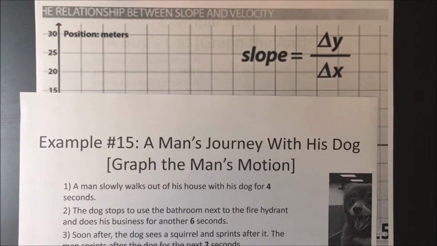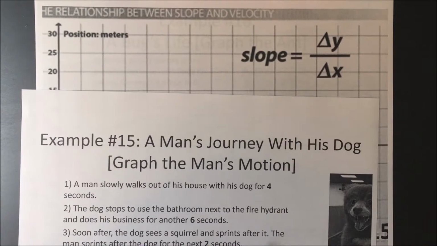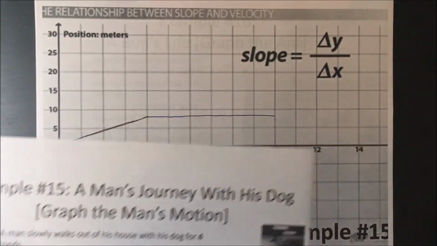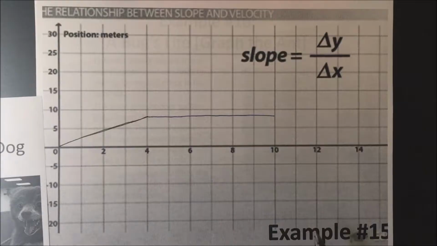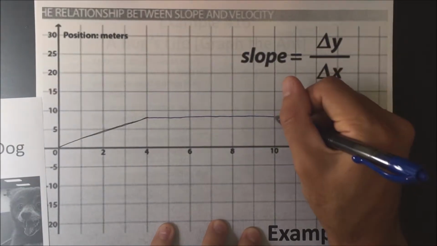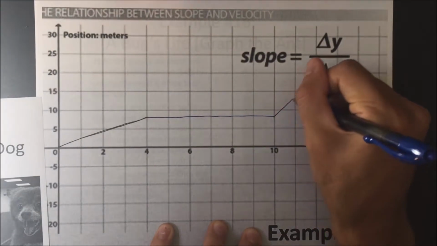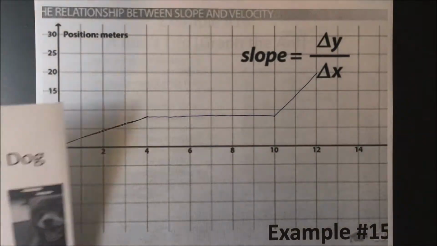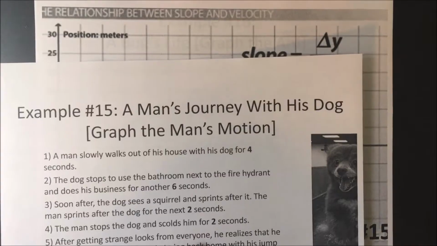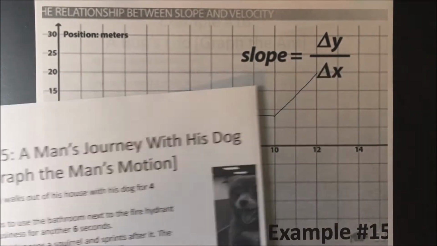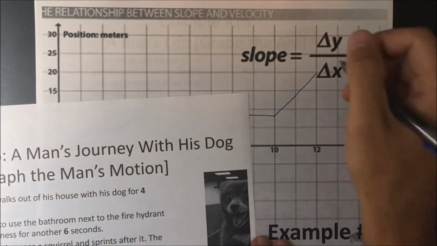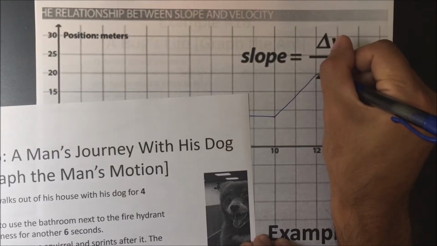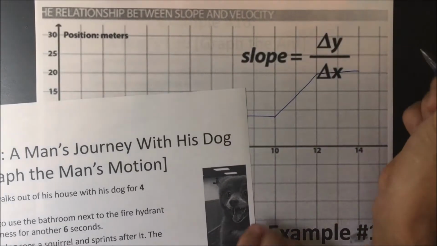Soon after, the dog sees a squirrel and sprints after it. The man sprints after the dog for the next 2 seconds. So it's going to be sprinting for 2 seconds. So it's going to look something like this. Okay, it's sprinting for 2 seconds. The man stops the dog and scolds him for another 2 seconds. Okay, scolding the dog for another 2 seconds. So again, it's going to look like this.